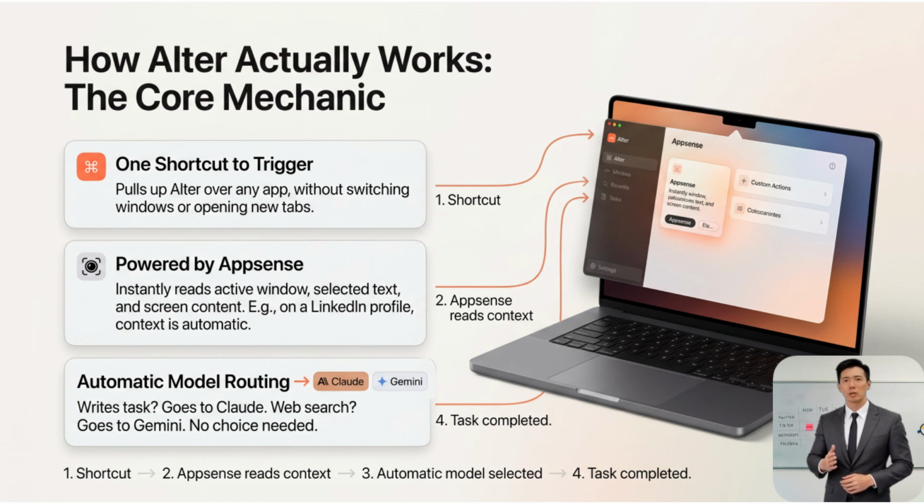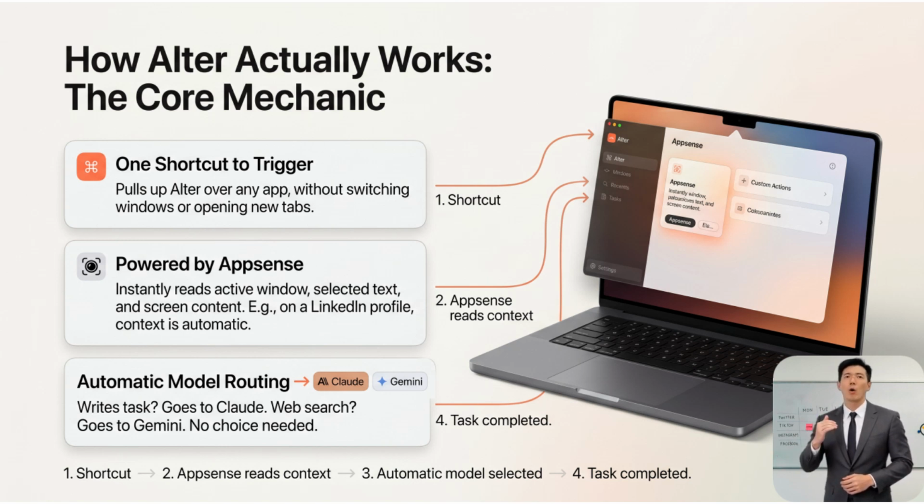When you trigger Alter, it reads your active window and detects your open browser tabs and your screen content. So if you're on a LinkedIn profile, it already has that profile as context before you type a single word. If you're reading an email, it already knows what that email says.